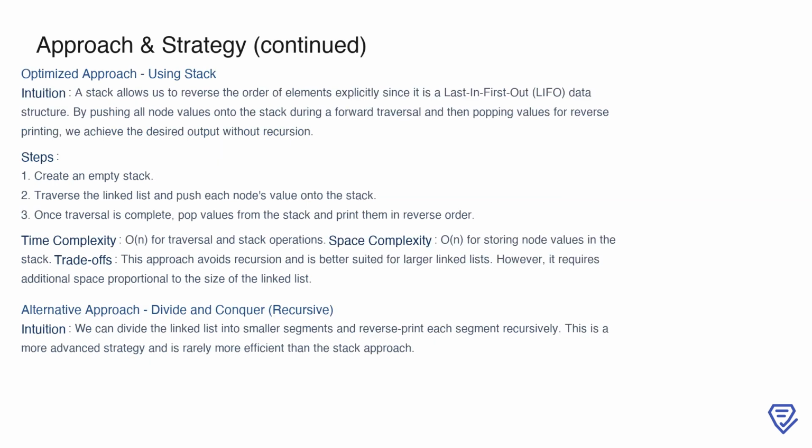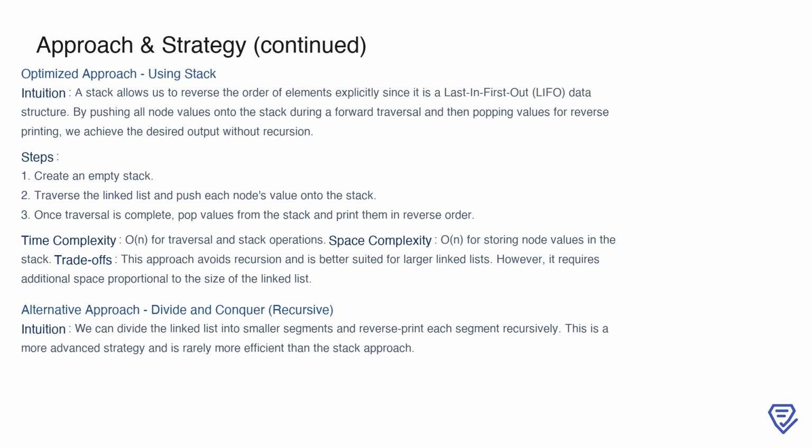An alternative and more robust approach involves using a stack, which naturally supports reverse order processing with its last in first out behavior. Here, we first traverse the list and push each node's value onto the stack, capturing the forward order of elements. Once the traversal is complete, we then pop each value from the stack, which outputs the elements in reverse order. This method achieves the goal without relying on recursion, avoiding the stack overflow risk associated with deep recursion.